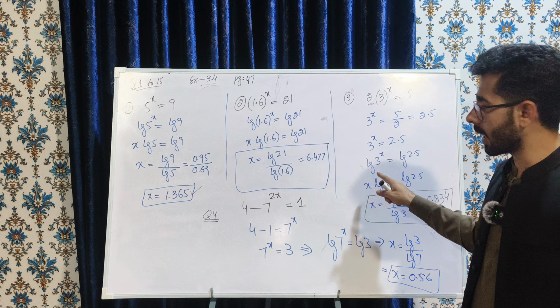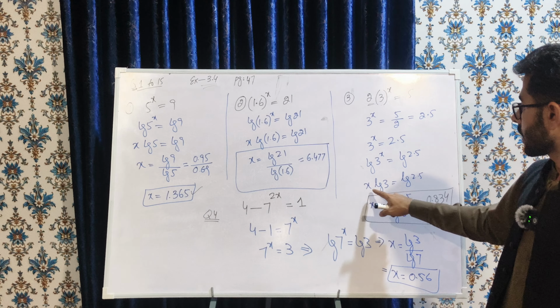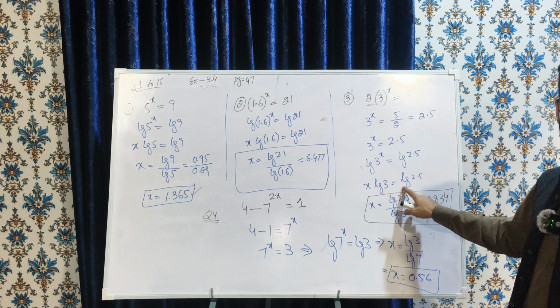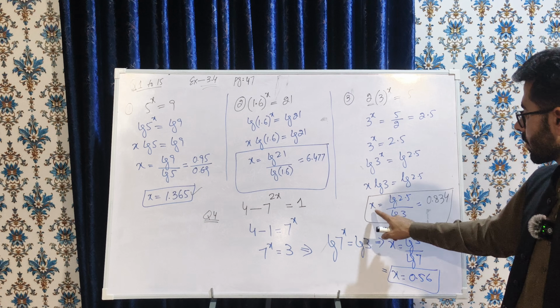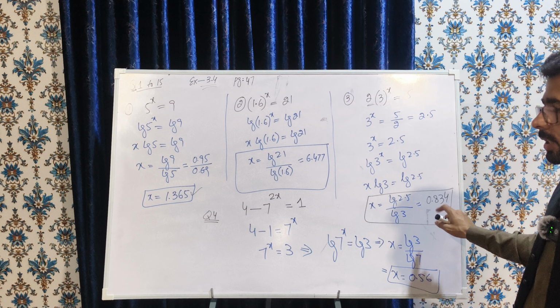We take LG on both sides. LG 3 power x is equal to LG 2.5. That means x times LG 3 is equal to LG 2.5. x becomes equal to LG 2.5 divided by LG 3, which is 0.834.